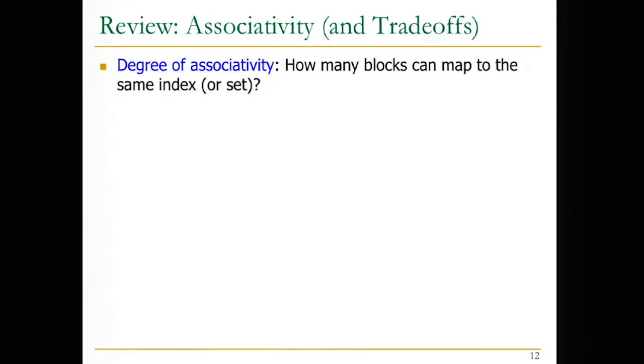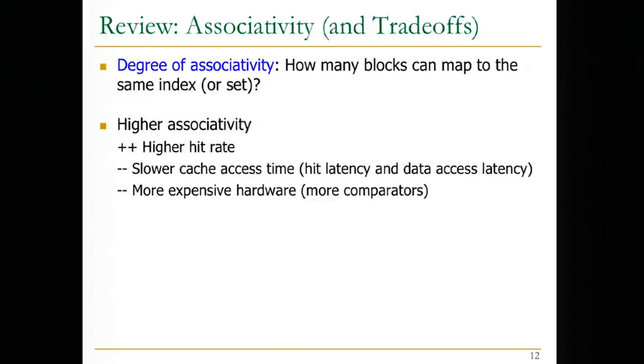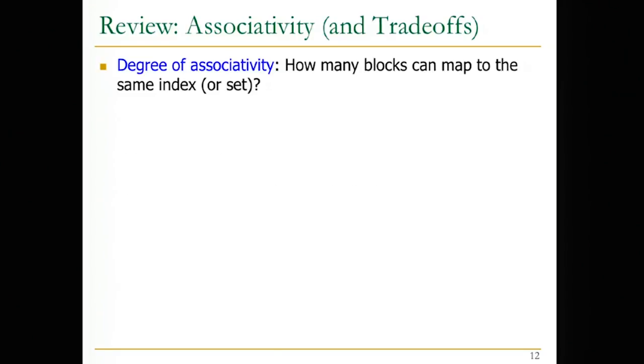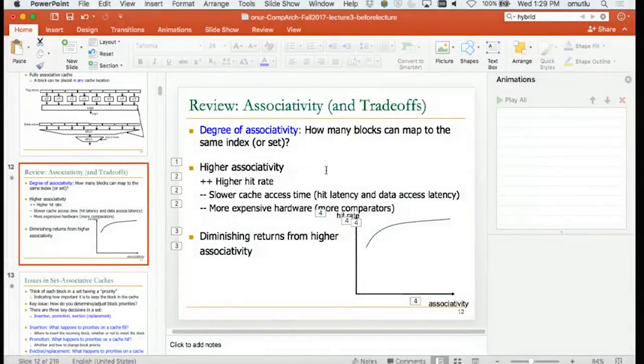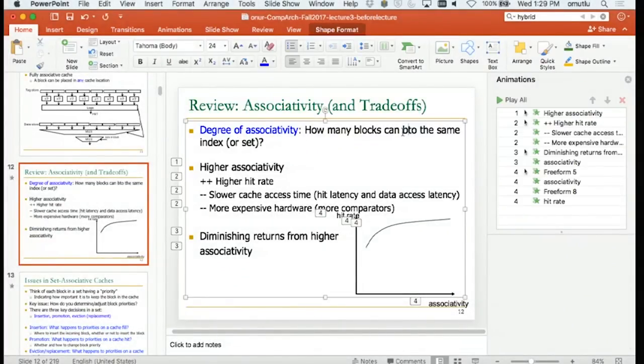Okay. So we've also talked about this. How many blocks can map to the same index? Actually, I think I should phrase this better. I don't like "map to the same index". Because it's ambiguous, it should really be "can be present at the same index", right? Within the same set.